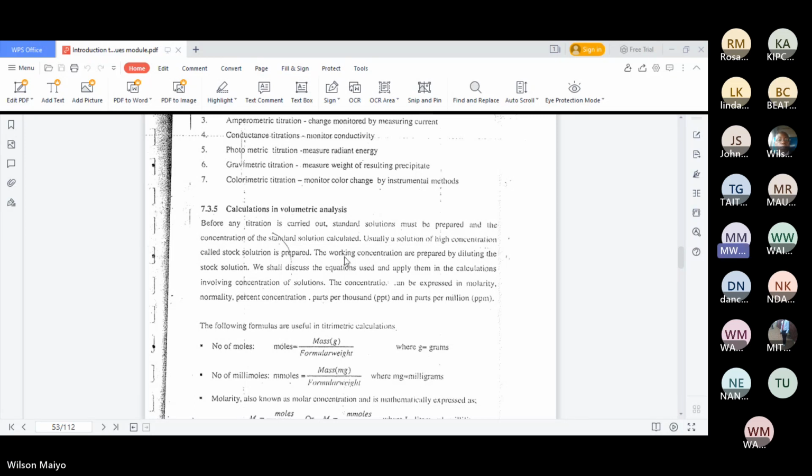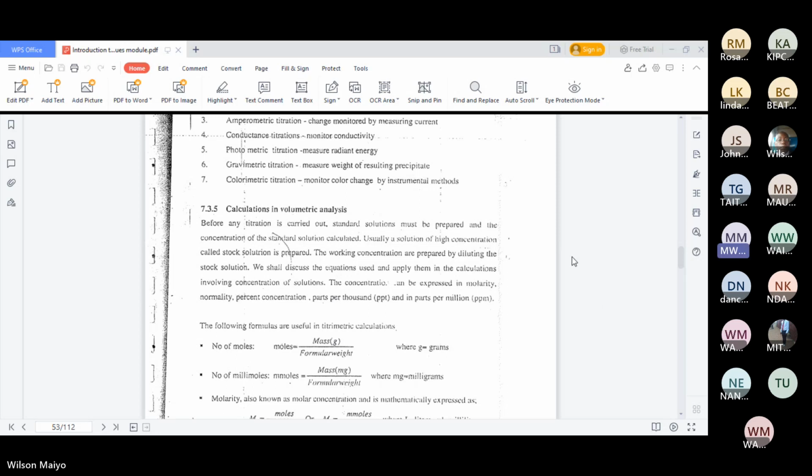Okay, how to prepare 500 ml of 0.5 molar H2SO4. Given the density is 1.84, formula weight 98.01. Therefore, you first of all find the mass that is present in 1 liter. Therefore, you multiply the density by 1,000. That gives us 1840 grams per liter.